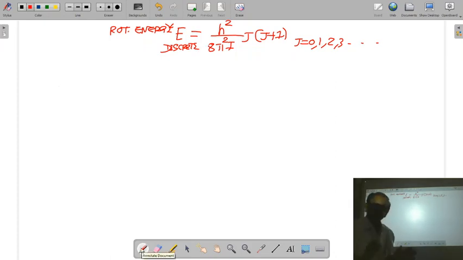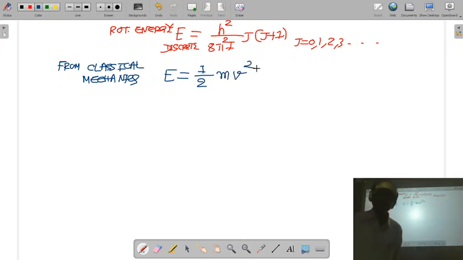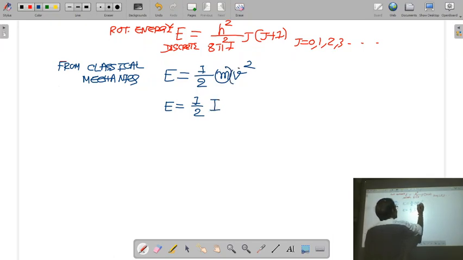In order to find the angular momentum of a rotating molecule, let us start with classical mechanics. From classical mechanics, the rotational energy of the molecule is given by, you know very well, the linear kinetic energy is given by half mv square. But the molecule is rotating, so the rotational kinetic energy is given by 1 by 2, where mass is replaced by moment of inertia I, and linear velocity is replaced by angular velocity omega square.